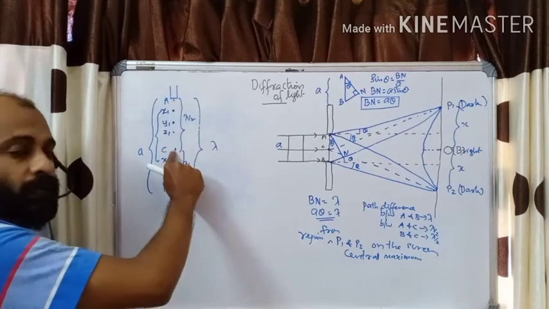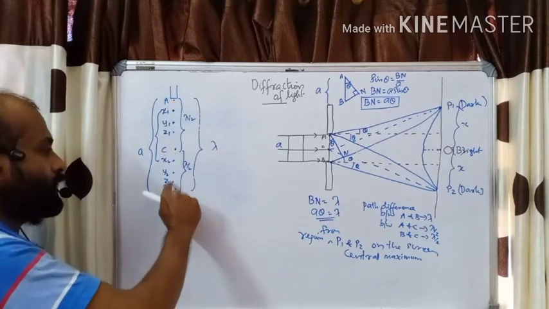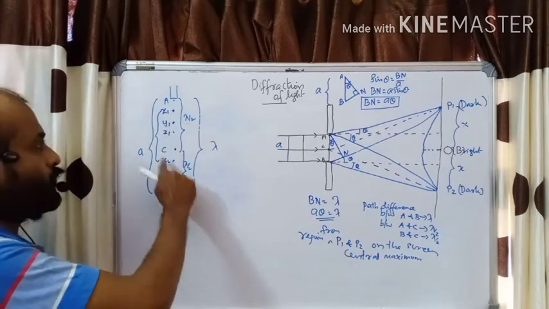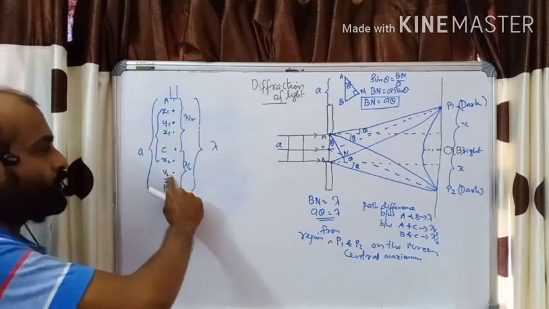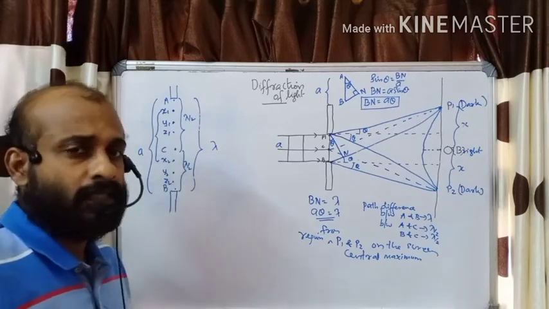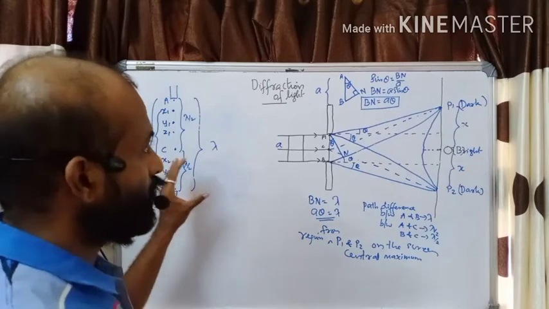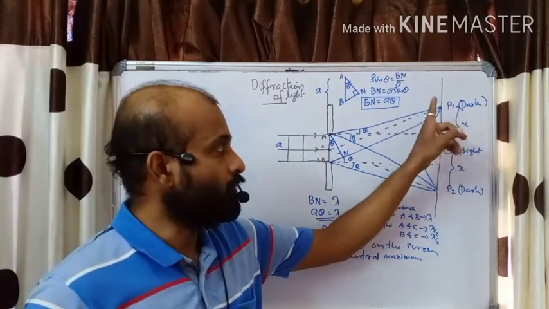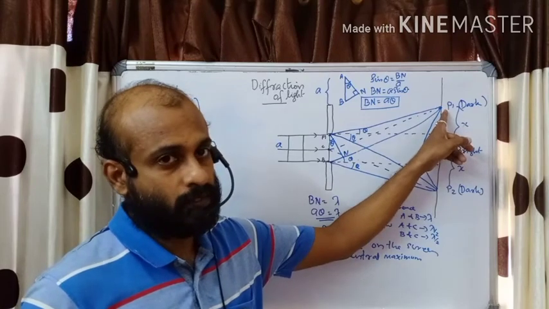Between A and C, we can say it is lambda by 2. Between C and D, lambda by 2. Between x1 and x2, we can consider lambda by 2. y1 and y2, lambda by 2. z1 and z2, lambda by 2. We can find many such pairs. From each such pair, the wavelets will meet at the point P1 and interfere destructively, and at this point we will have a dark point.